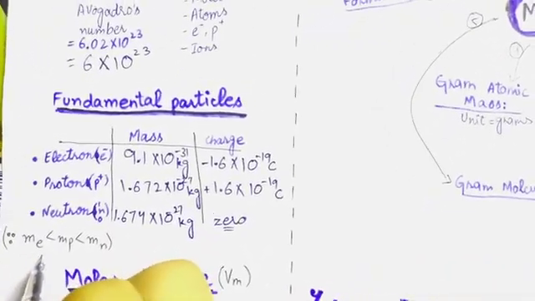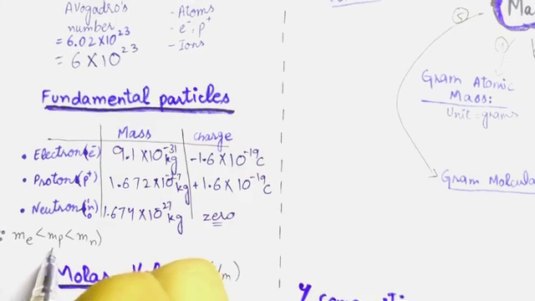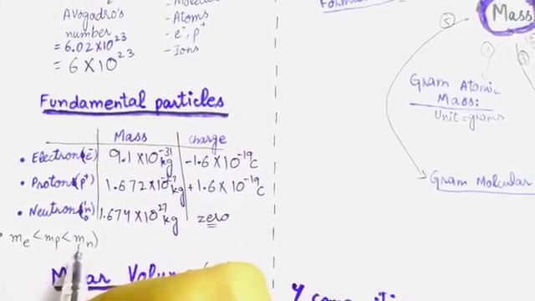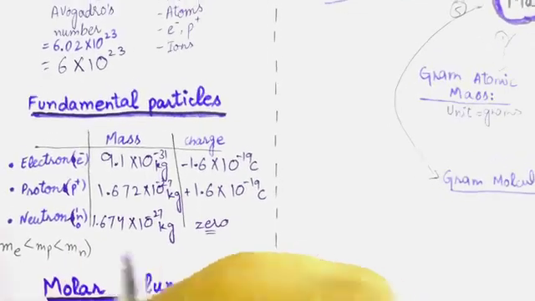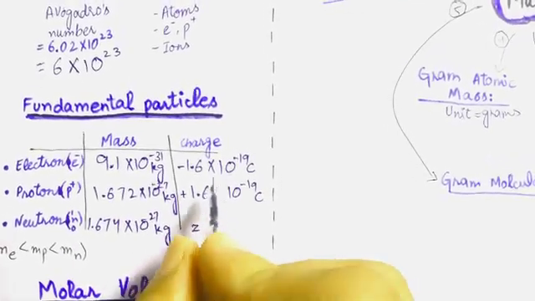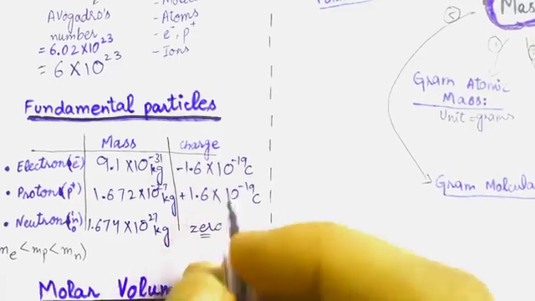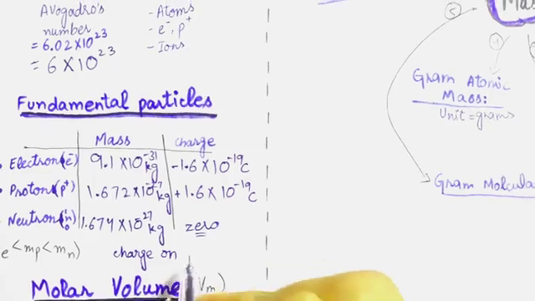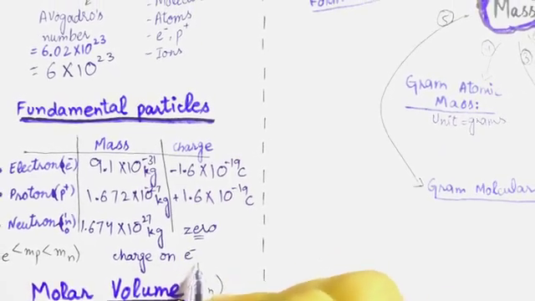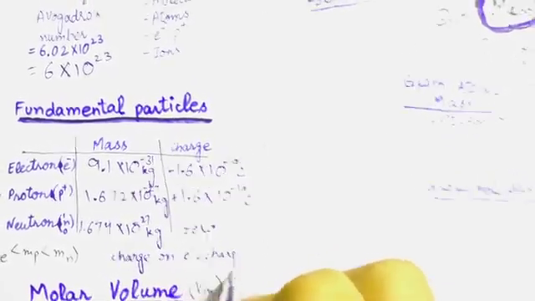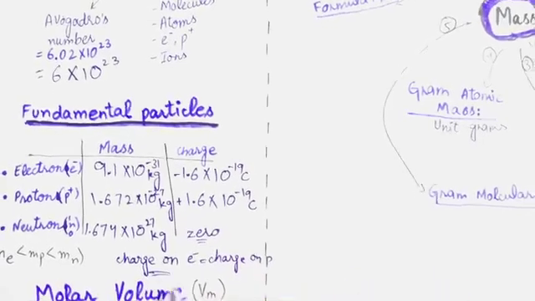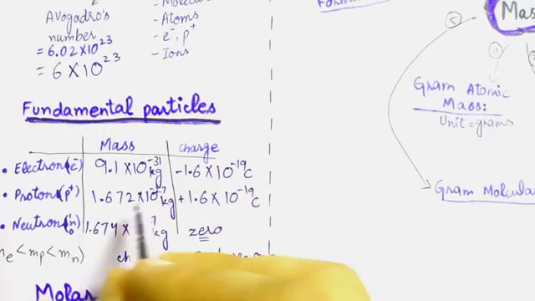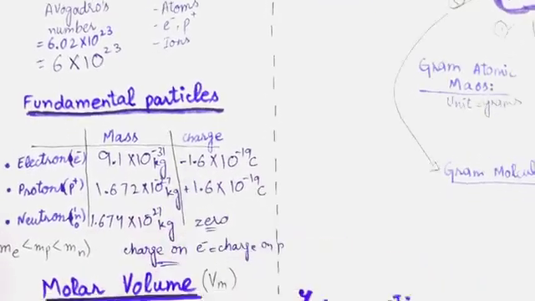And as you know, the charge on neutron is 0. Here the mass of electron is less than proton, and the proton mass is less than neutron, and maximum mass in fundamental particles is neutron. And here the charge comparison between electron and proton: the charge on electron is equal to charge on proton, just the difference is in signs. Electron contains negative charge and proton contains positive charge.